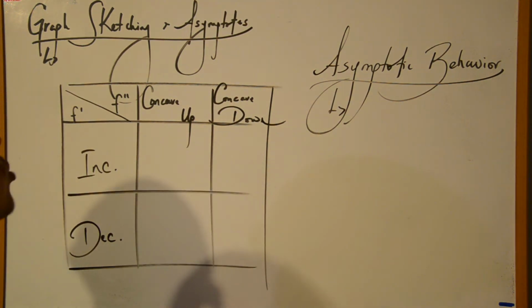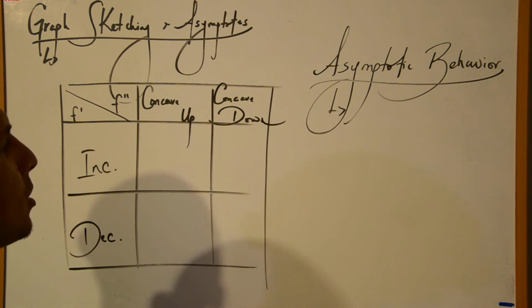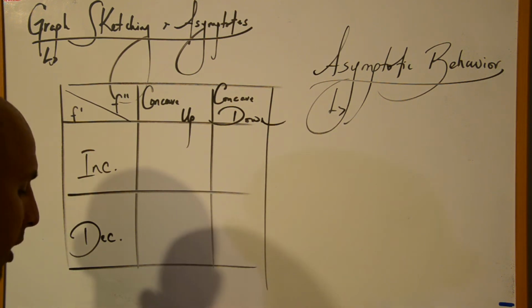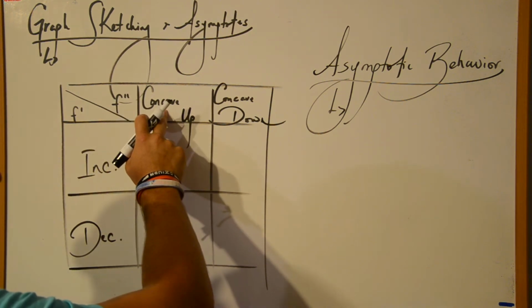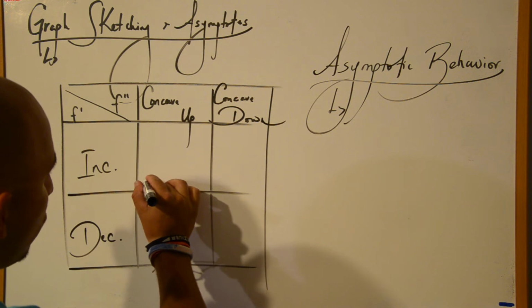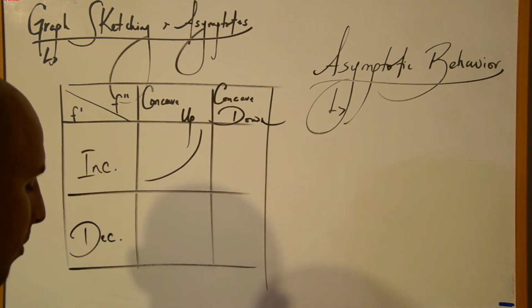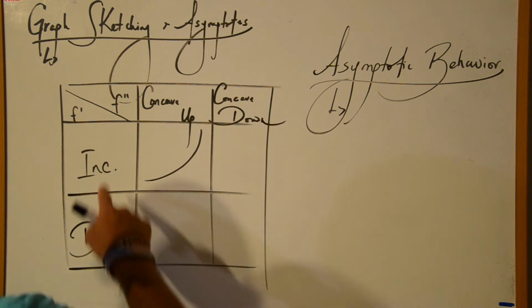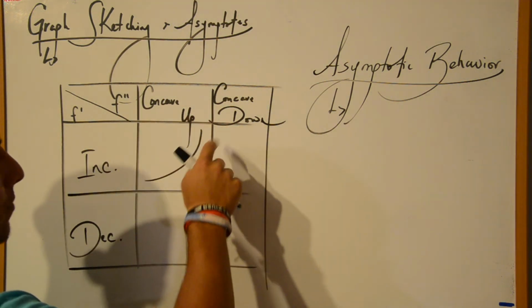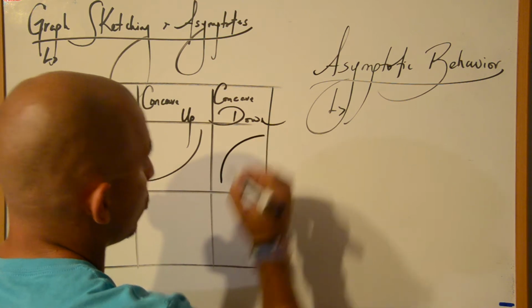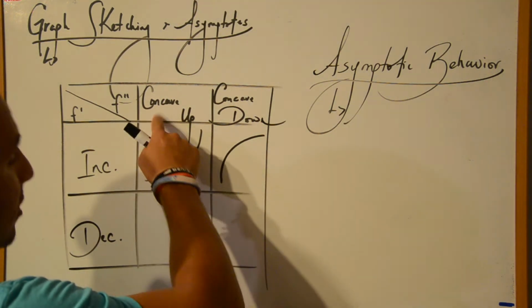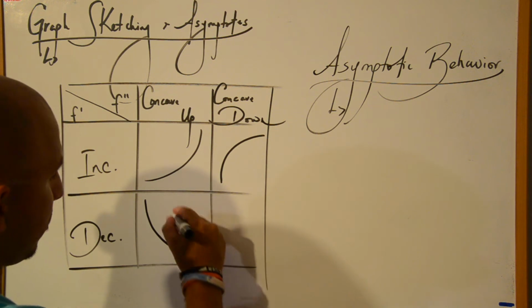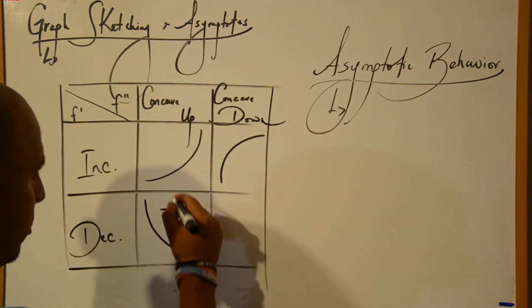Okay, a little graphic organizer to help us when we are sketching our curves. So if we have a first derivative that is increasing and a second derivative that is positive or concave up, our graph will have this type of shape. If our first derivative is still positive and increasing, but our second derivative is concave down, our graph will look something like this. If we have a first derivative that is decreasing, but a second derivative that is concave up, we will look something like this.